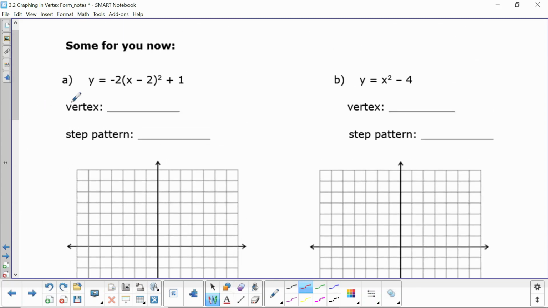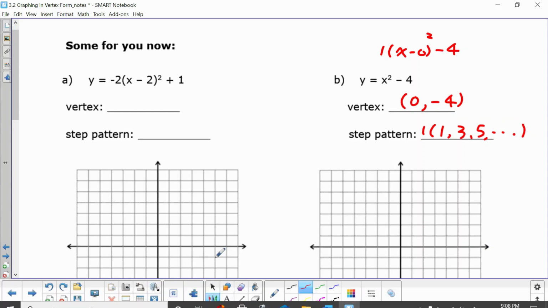And before you start, I want to show you this one, because there is nothing in the bracket. You could think of it as x minus 0, then -4. So the vertex will be (0, -4). No number at the front means a is 1. So it's just 1 times 1, 3, 5. Then we are going to take up the answers.